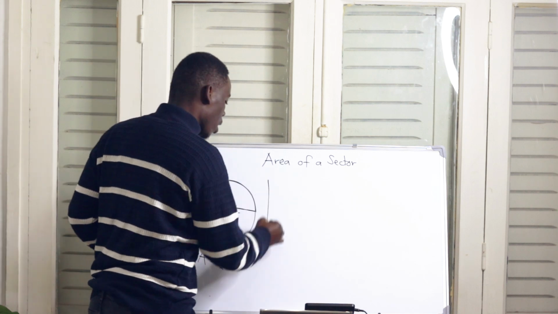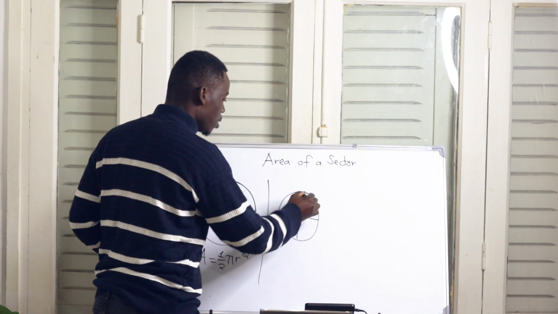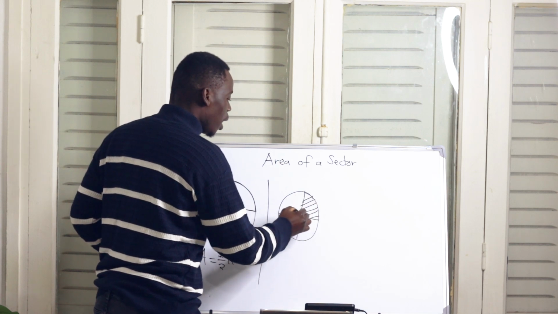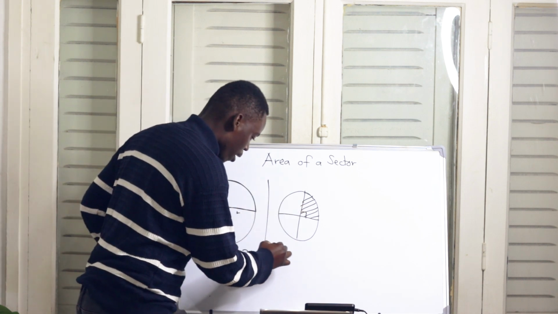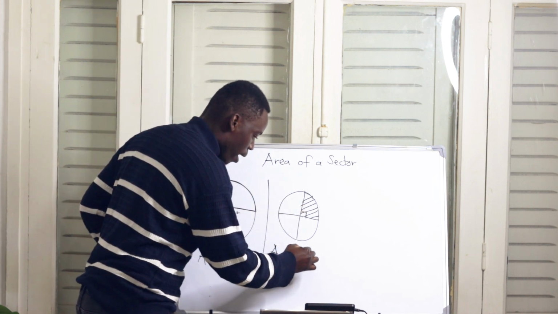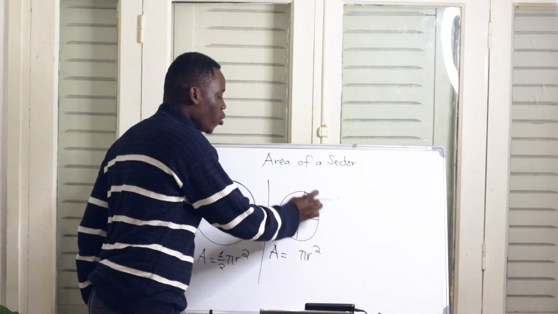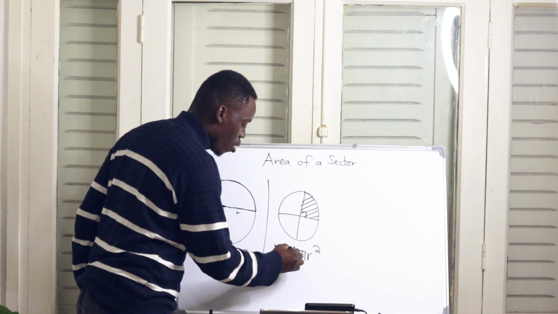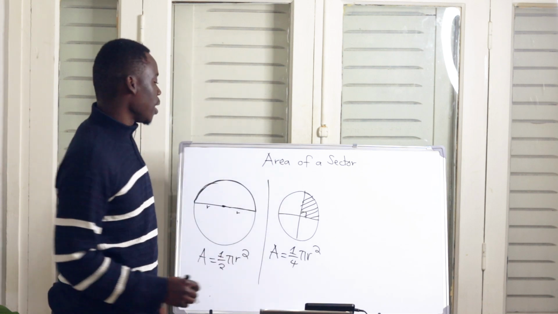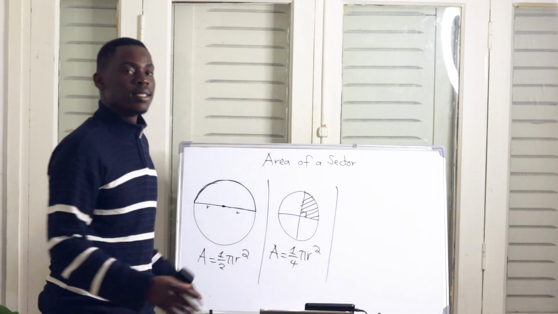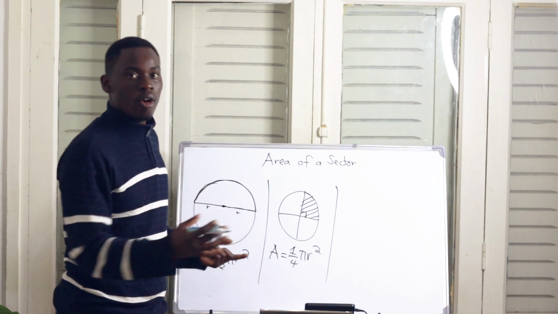Now, let's say we have a circle with 4 different sectors, and we want to calculate the area of this sector. Like we said, the area of the circle is equal to pi r squared, but in this case we want a quarter of this, so hence 1 over 4, because there are 4 parts but we only want 1 part. Now, this is just a general concept to help you understand exactly how to calculate the area of a sector.